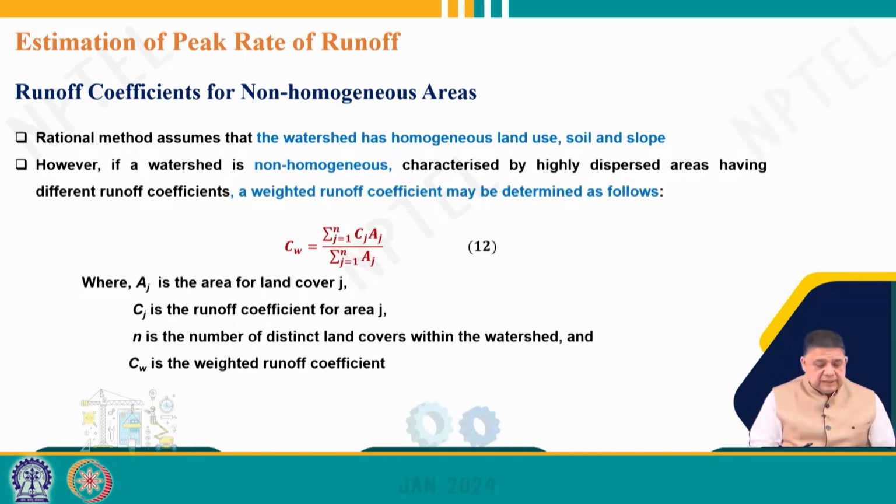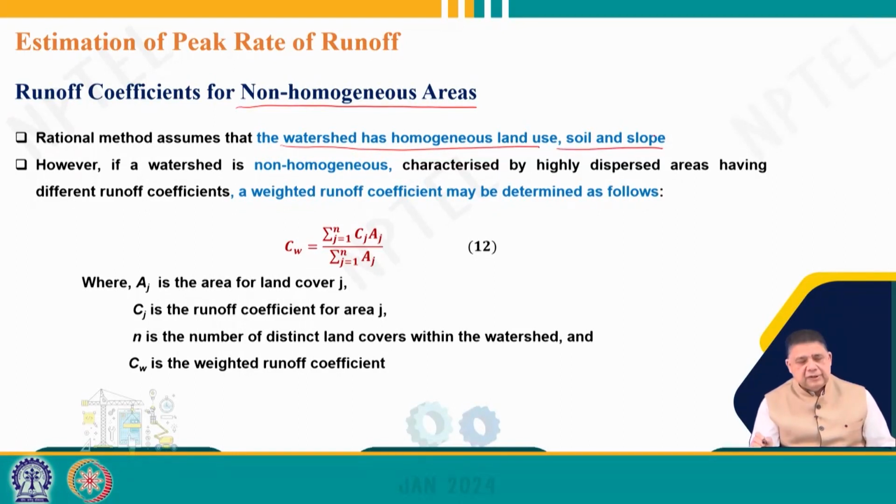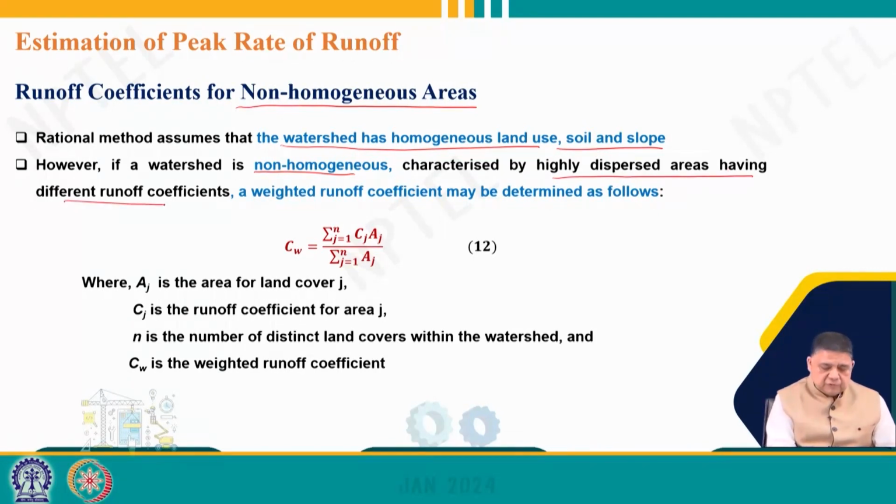Now, we have to consider yet another thing, that is the runoff coefficient for non-homogeneous areas. If you remember, in the previous table the value is given for a specific area, but that simply means that initially it was assumed that the runoff watershed has homogeneous land use, soil and slopes, and everything is uniform. But practically, because that is not possible, typically watersheds are non-homogeneous, characterized by highly dispersed areas having different runoff coefficients.